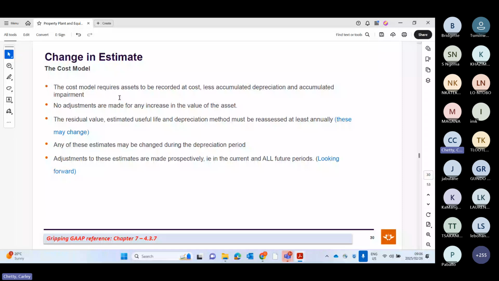So adjustments to these estimates are made prospectively, which means in all future periods, so looking forward. So when we are going to change an estimate, we're not going to go into the past. For our purposes, we're only going to make the change going forward. So let's have a look. First, let's recap depreciation, and then we'll get into a change in estimate. So when do we begin depreciating?